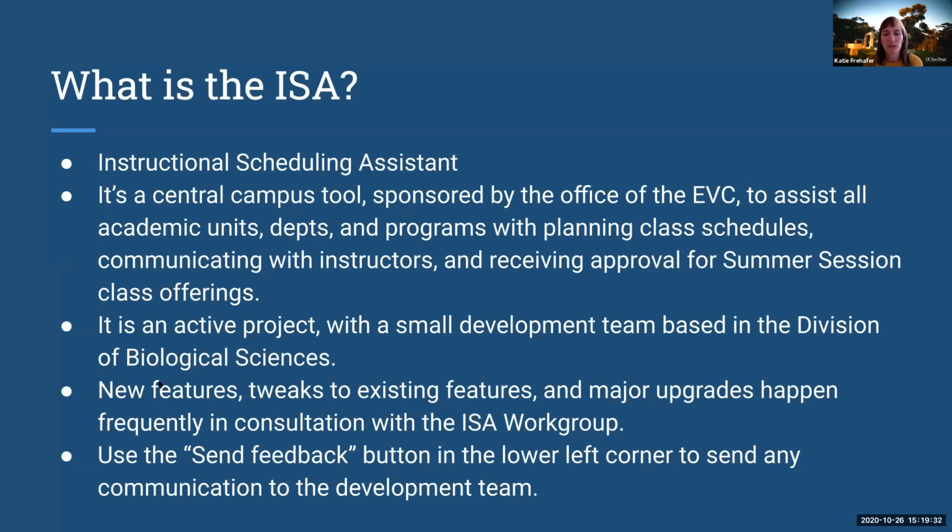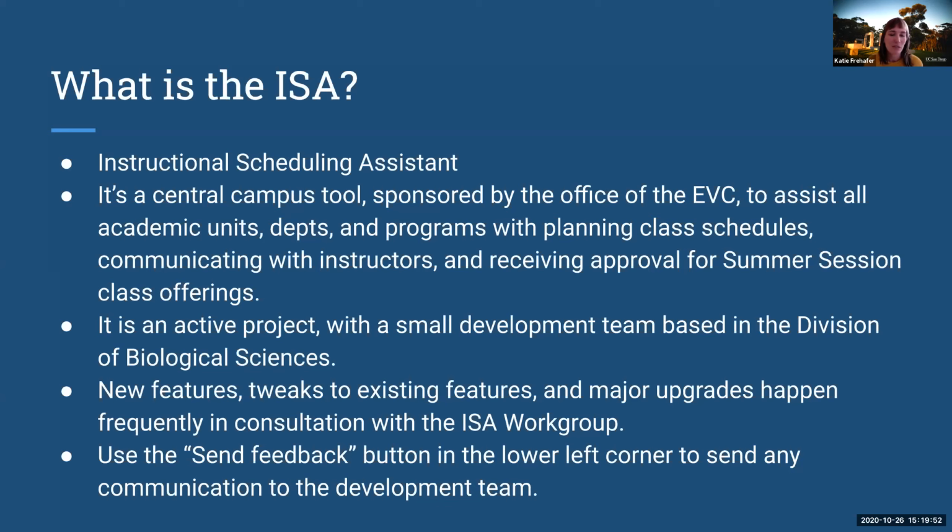So when you're using the ISA, if you ever run into a problem, if there's a bug, if something's acting weird or not acting how you expect it to, please use that send feedback button in the lower left corner of the menu. That communication goes directly to the dev team. And if it's a bug, they generally can get on it right away. It doesn't even have to go through the middleman of the technical project manager. They can just start working on it.